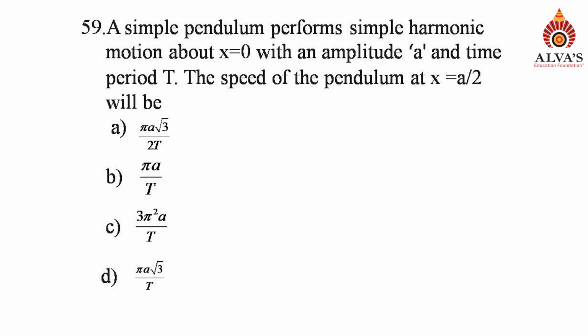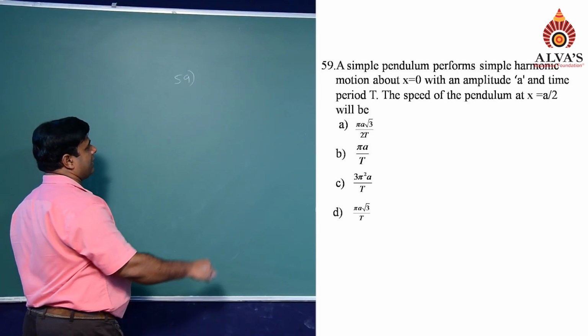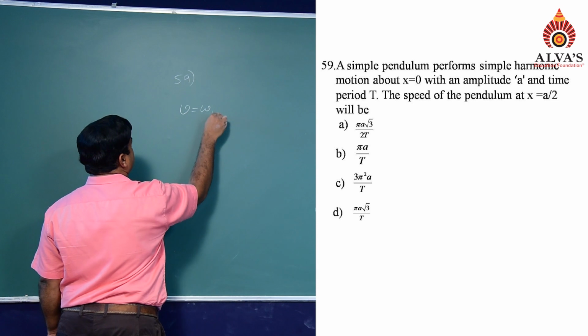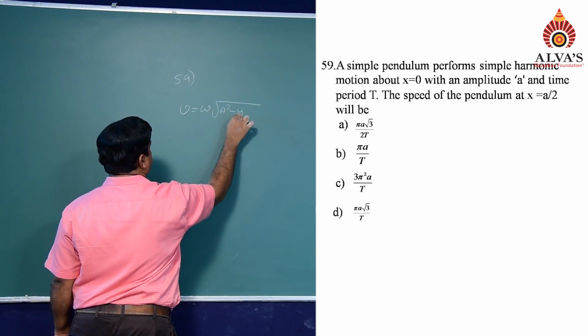A simple pendulum performs simple harmonic motion about x equal to 0 with an amplitude a and time period T. The speed of the pendulum at x equal to a divided by 2 will be... So, a simple pendulum performs simple harmonic motion about the mean position, amplitude of vibration is given as a, time period is given as T. You have to calculate the speed of the pendulum at a distance of a by 2, written in terms of time period. That speed is given by omega into root of a square minus y square.